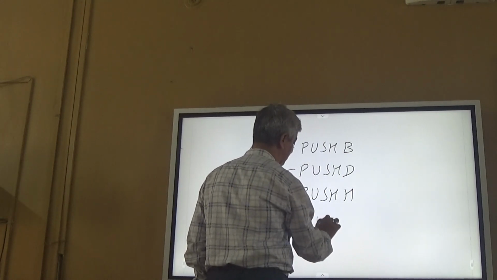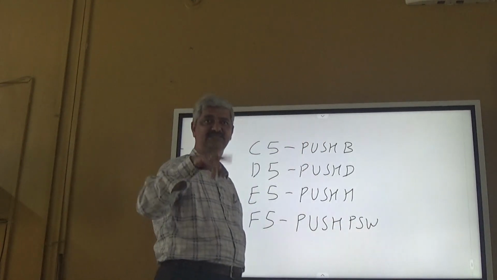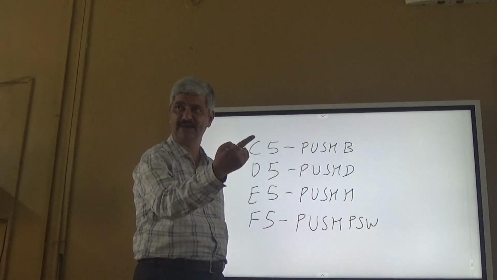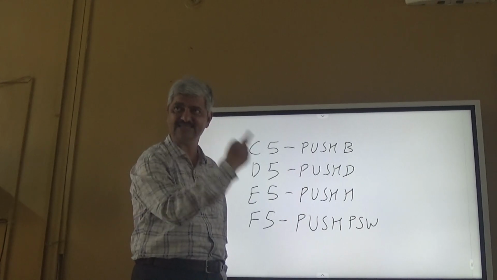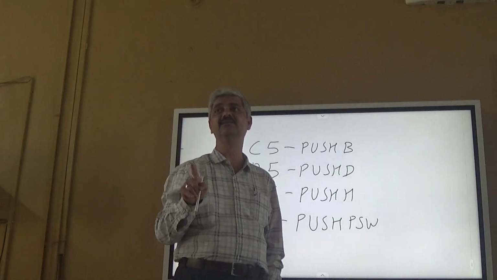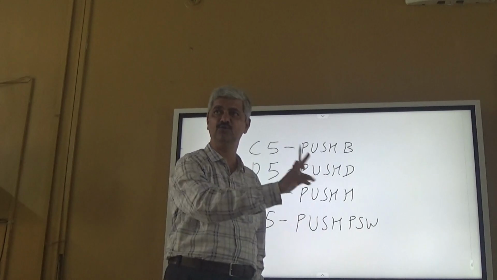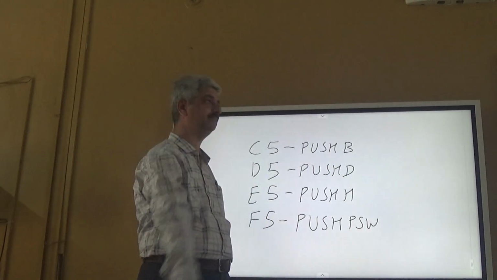B means the BC pair: B higher byte, C lower byte. D means the DE pair: D higher byte, E lower byte. H means the HL pair: H higher byte, L lower byte. PSW means flags higher byte, accumulator lower byte. Flags and accumulator.